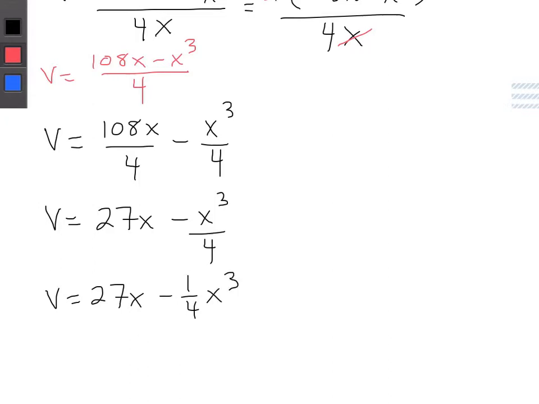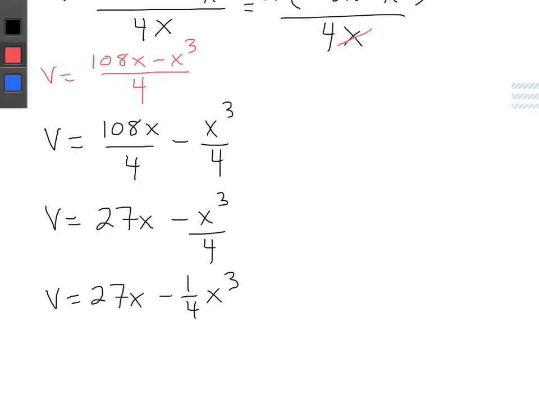Okay, now we want to maximize this formula. This is the formula that represents our volume. We want to maximize it. Okay, now let's think of some things though. Our length can't be a negative number, can it? No. Okay, so if we get two critical numbers and one of them's negative, we're just going to throw that negative out. Okay, so let's take the derivative.